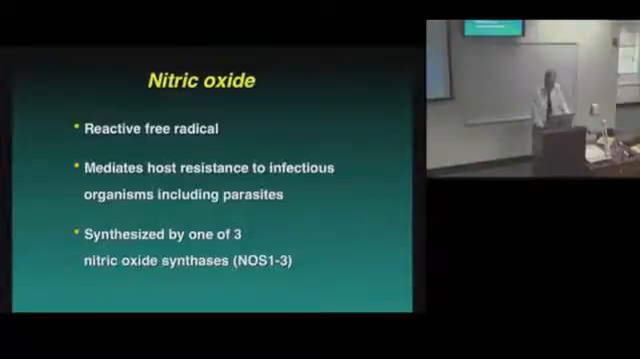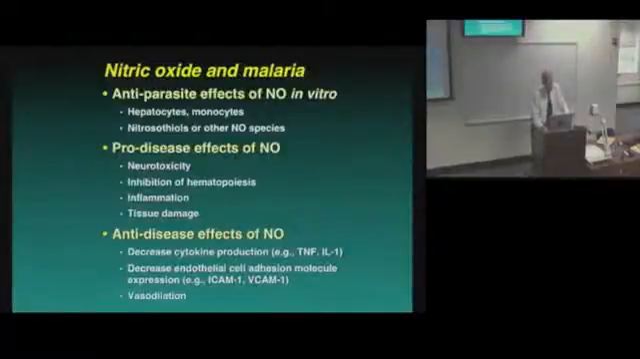So we use the same techniques in a lot of diseases. Nitric oxide is a reactive free radical. It's produced in our bodies normally. There's several people who work in this area. Nobel Prizes have been awarded for research in this area. It mediates host resistance to infectious organisms, including parasites. And it's synthesized by one of three separate genes, NOS1, NOS2, and NOS3.